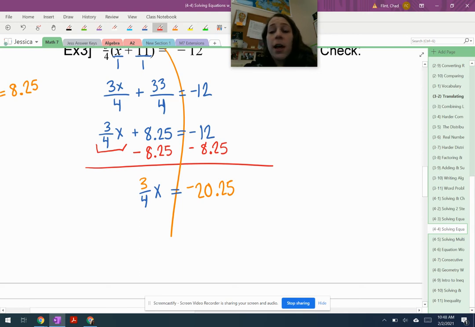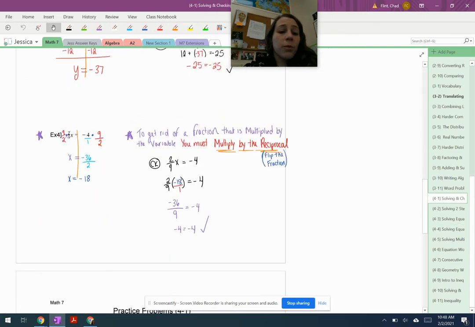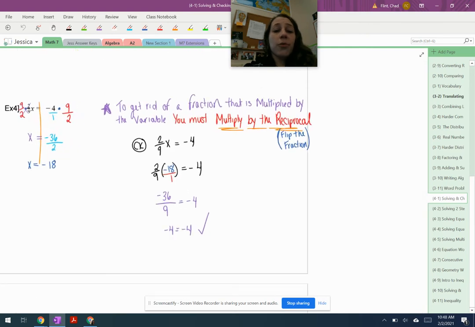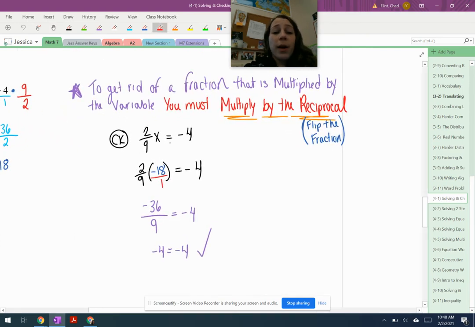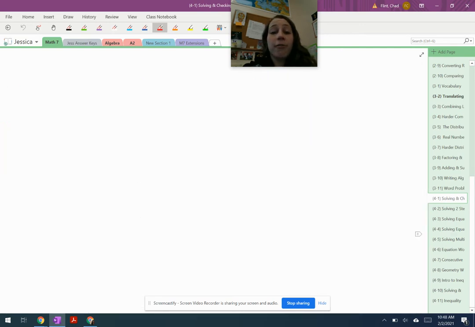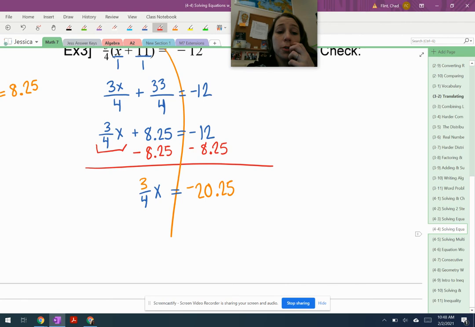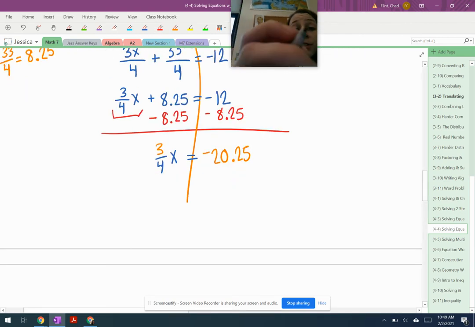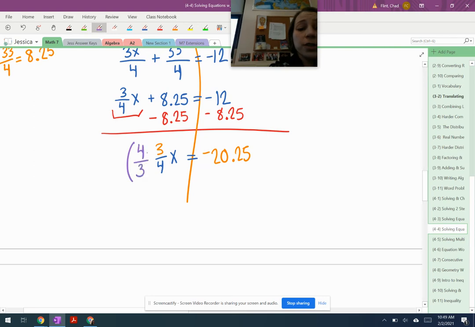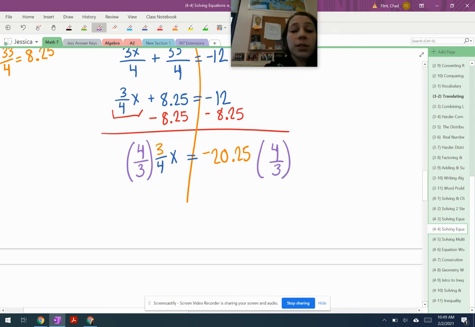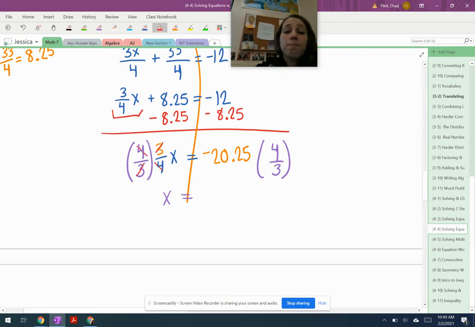And you might be remembering how to deal with that fraction in front of the variable from our very, very first lesson. If not, I'll remind you. It was the last example we did here. To get rid of a fraction that is multiplied by the variable, you must multiply by that reciprocal, or flip that fraction. So here, the fraction 3/4 is preventing that from being alone. So the reciprocal of 3/4 is 4/3.